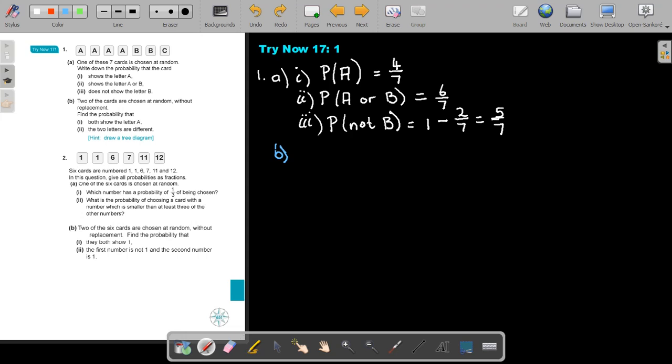Now it becomes combined events. 2 of the cards are chosen at random without replacement. Remember, without replacement is always dependent. So you already know it's dependent. Remember, with replacement is independent. Without replacement is dependent. Both show the letter A. So now I must first start a tree. Let's always start with my tree. It's always easier.